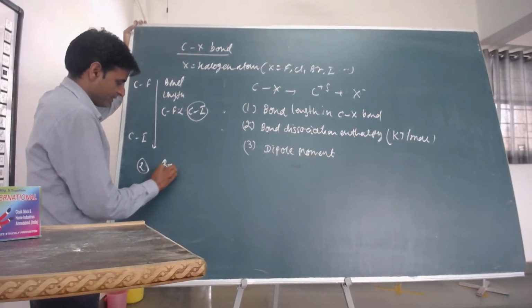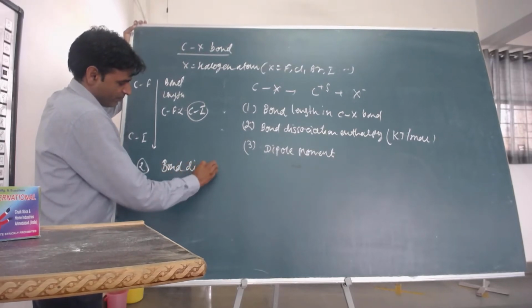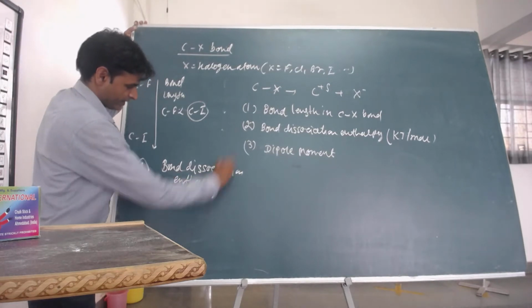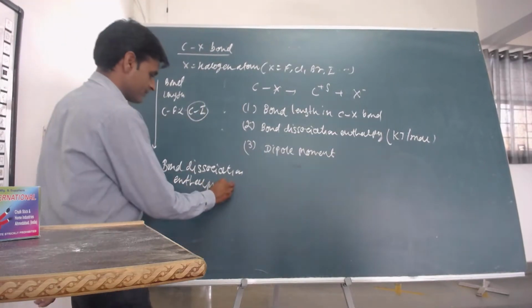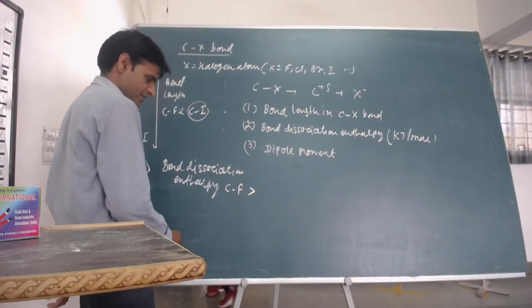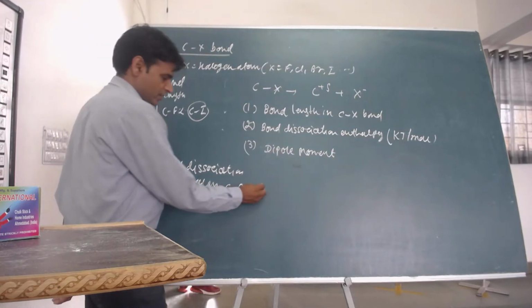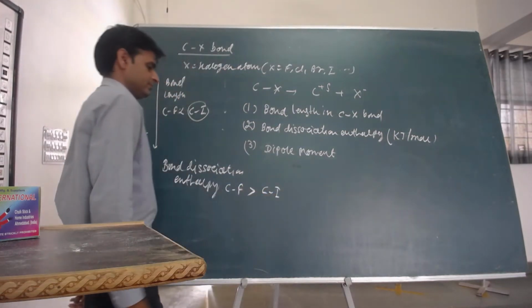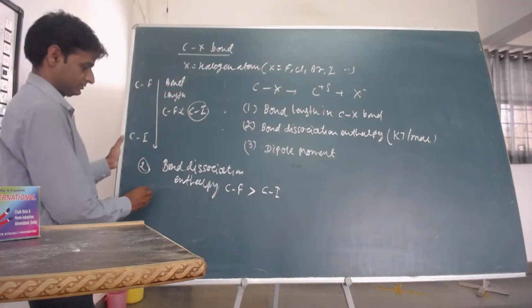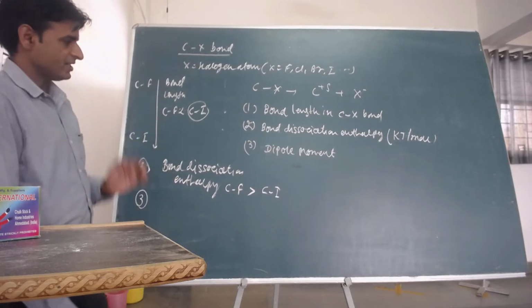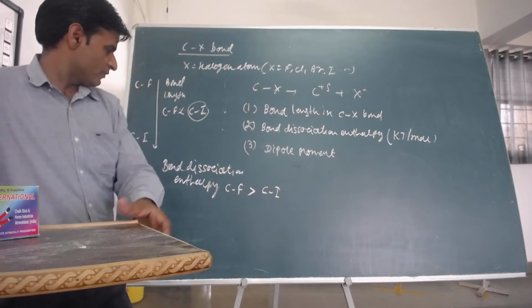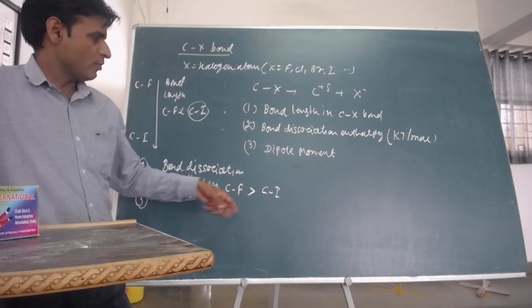from C-F to C-I. So we can say that the bond dissociation enthalpy is maximum in C-F of haloalkanes and minimum in C-I. But when we consider the dipole moment, we know that on increasing the electronegativity of the halogen atom, the dipole moment increases.